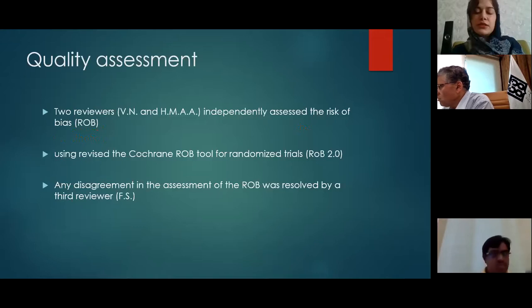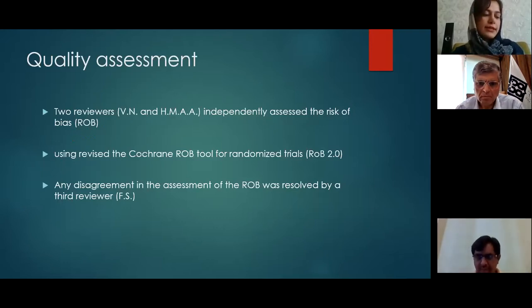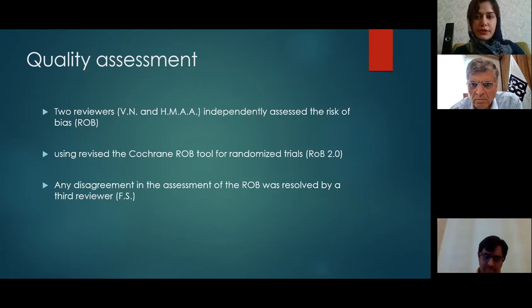I wanted to ask Professor Babu if he could explain to us why he didn't use Cohen's kappa statistics for measuring inter-rater reliability here. So your question is related to quality assessment, right?